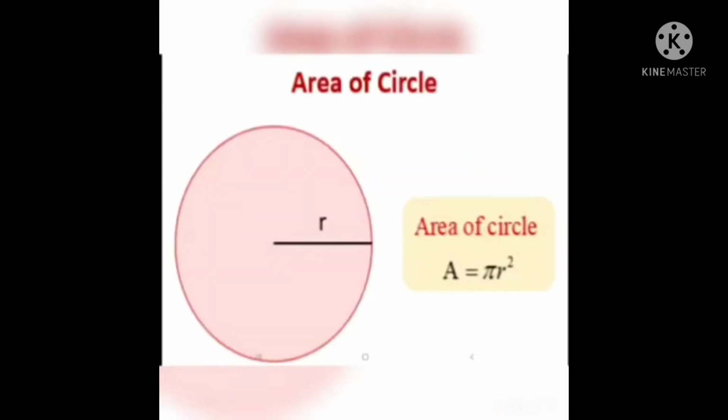Area of a circle is pi r square. Circumference of a circle is 2 pi r, where area of a circle is pi r square. Don't get confused between circumference and area. Area is pi r square. Now we can solve some problems related to area.